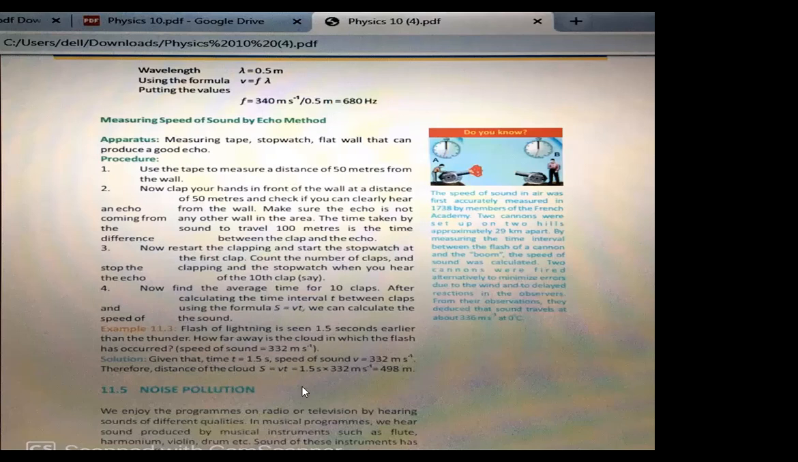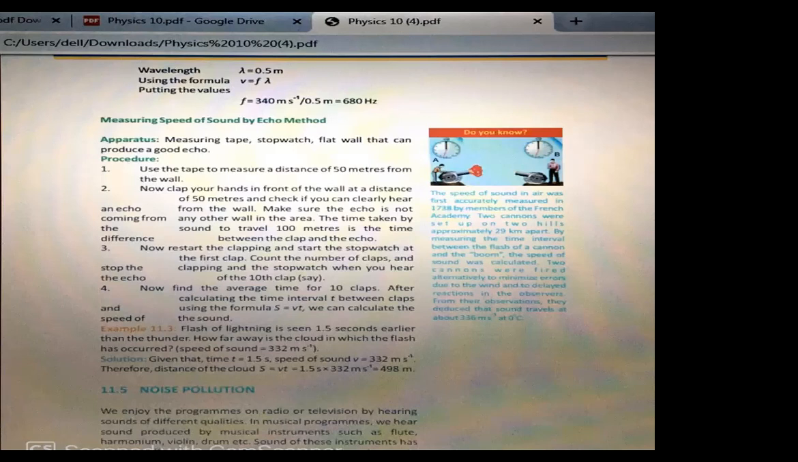Okay. The next topic, the new topic, is 11.5, which is also on page number 28. Open 10th class textbook page number 28. The topic is 11.5, noise pollution. We are going to start noise pollution.